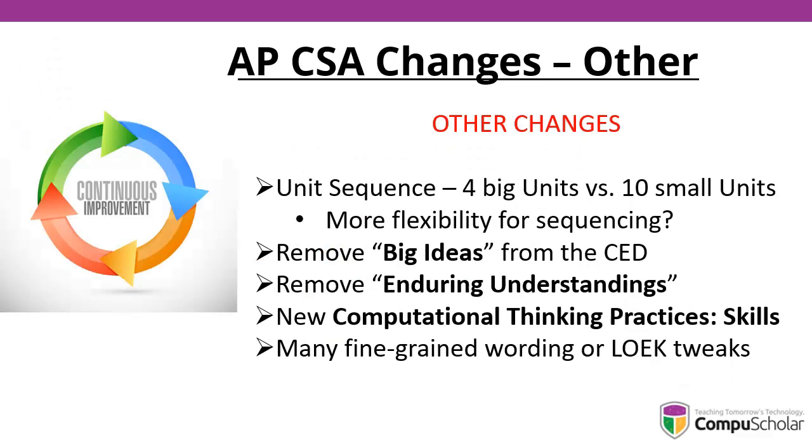Now there are a variety of other changes to the CED in the spirit of continuous improvement. So you may be familiar with the unit sequence. That is the recommended sequence of ordering of topics. There used to be 10 small units in the old CED, and with the 2025 CED there are now 4 big units. And we're honestly not exactly certain why this change was made. Our guess is that there's more flexibility now for sequencing topics. So in order to be an endorsed provider and to follow the recommended sequence, you have to do things in unit order. But within the units, you're free to kind of organize things in ways that make sense to you.